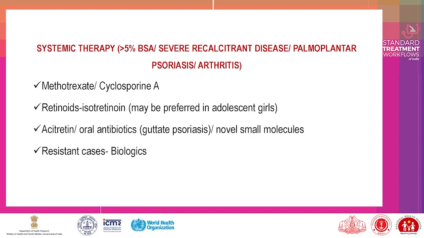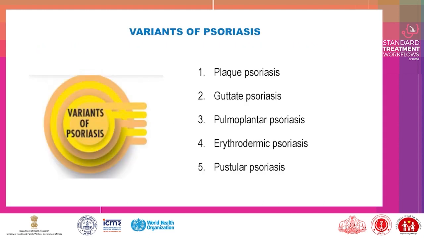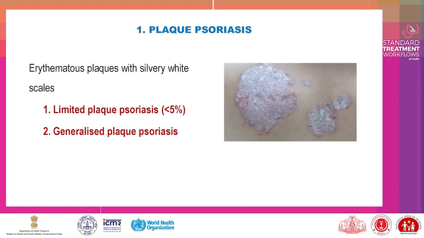Systemic therapy, more than 5% of BSA, severe recalcitrant disease, palmoplantar psoriasis, arthritis: methotrexate, cyclosporin A, retinoids, isotretinoin may be preferred in adolescent girls, acitretin, oral antibiotics in guttate psoriasis, novel small molecules in resistant cases, biologics. Variants of psoriasis: plaque psoriasis, guttate psoriasis, palmoplantar psoriasis, erythrodermic psoriasis, pustular psoriasis. Plaque psoriasis: erythematous plaques with silvery white scales. They are divided into two: limited plaque psoriasis, less than 5%, and generalized plaque psoriasis.